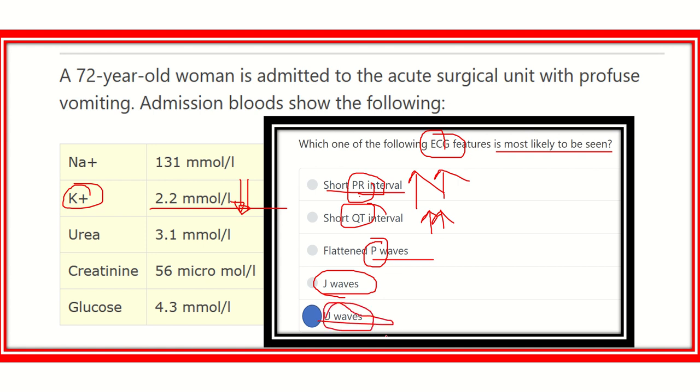So it is now clear that in hypokalemia there will be appearance of the U wave, and the intervals will be increased, meaning the PR interval and QT interval. All the segments and waves will be reduced, meaning the P wave is absent and there is ST segment depression. So that is all about the ECG features of hypokalemia.